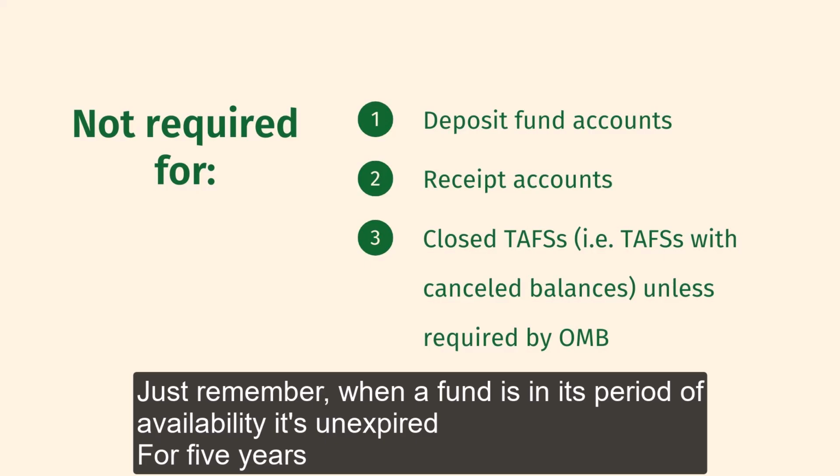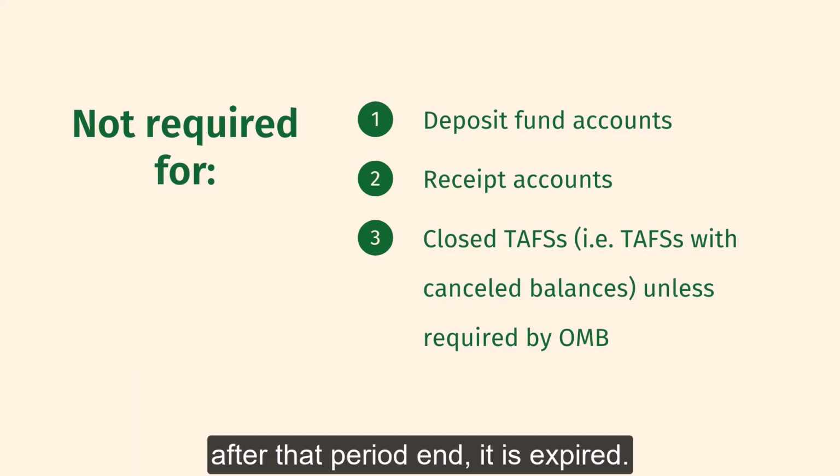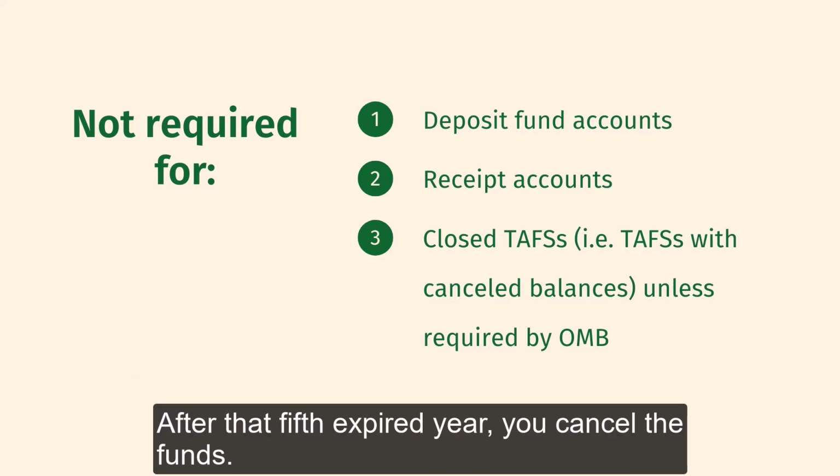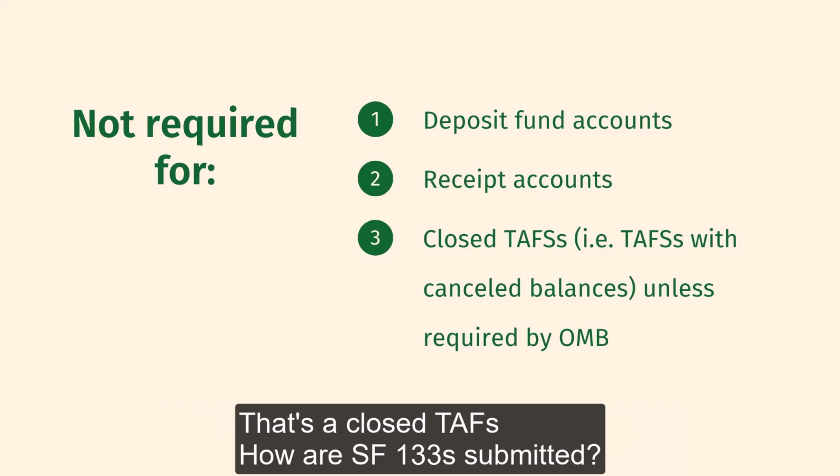Just remember, when a fund is in its period of availability, it's unexpired. For 5 years after that period end, it is expired. After that 5th expired year, you cancel the funds. That's a closed TAF.